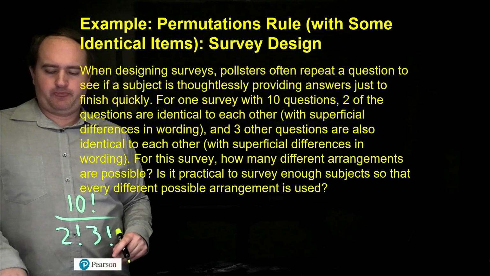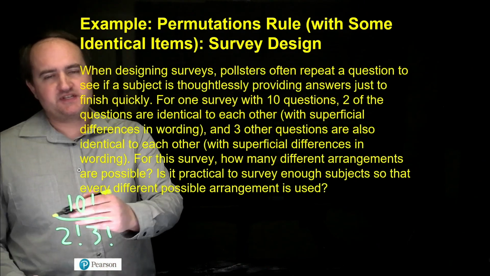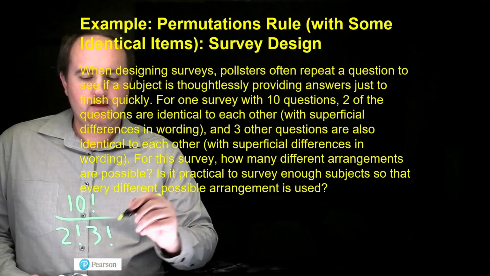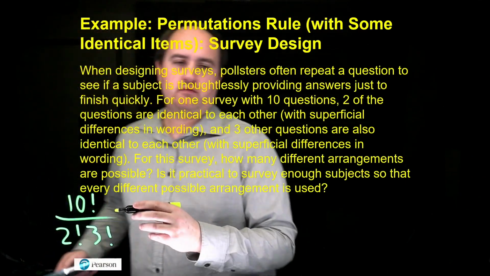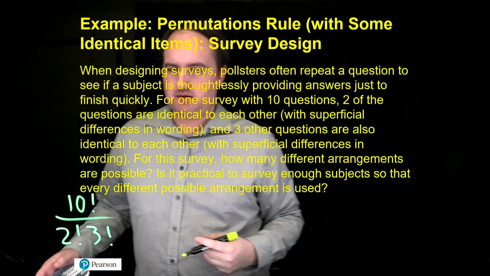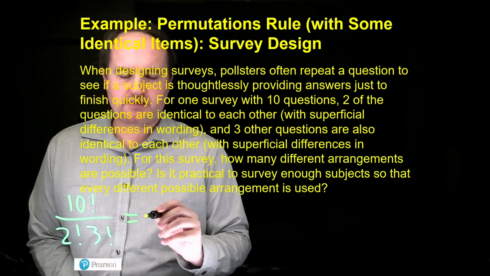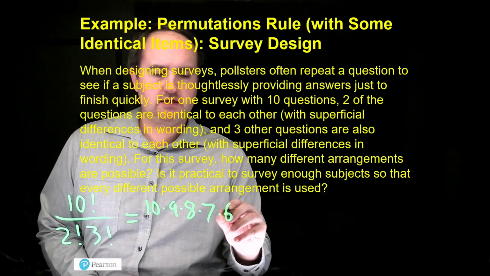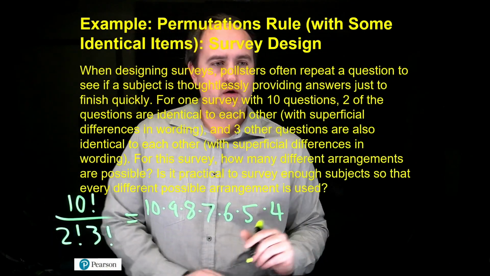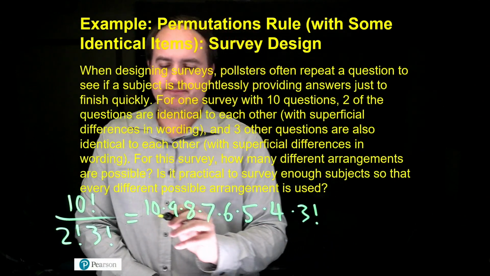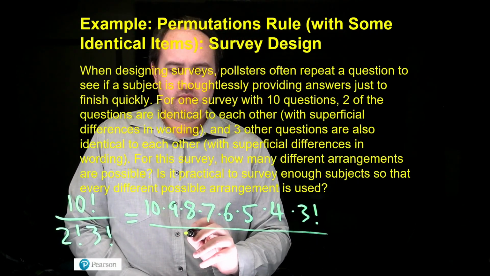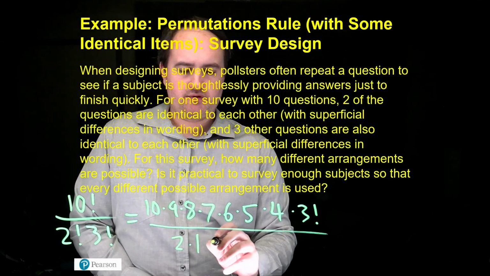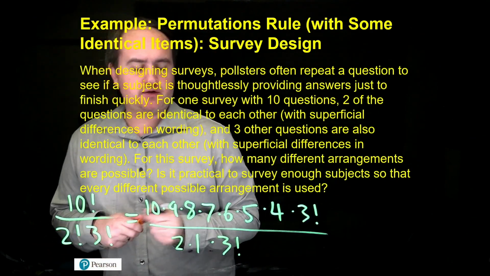And then just simplifying this, we can type this into any calculator, but it's not really helpful to count down from 10 down to 3 factorial really, but we can anyway. It'll just take us a while. So we've got 10 times 9 times 8 times 7 times 6 times 5 times 4 times 3 factorial. And then 2 factorial is 2 times 1. And then we have a 3 factorial on the bottom, so the 3 factorials cancel out.